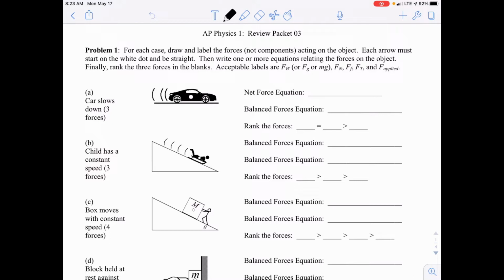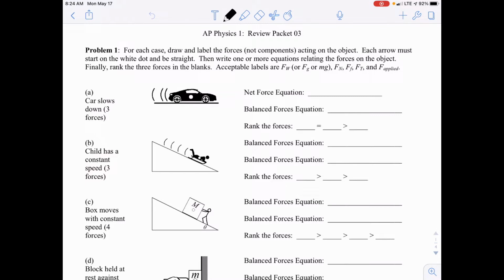Let's begin. In problem 1, for each case, draw and label the forces, not components, acting on each object. Each arrow must start at a white dot and be straight. Then write one or more equations relating the forces on the object. Finally, rank the three forces in the blanks.